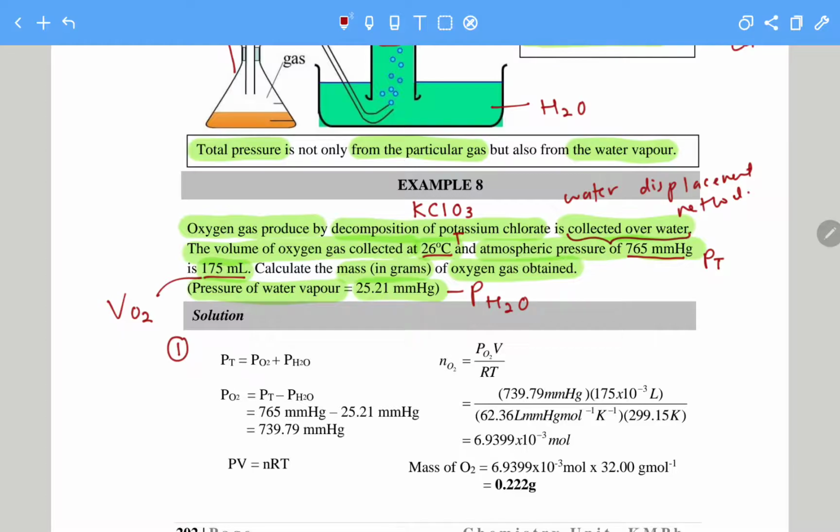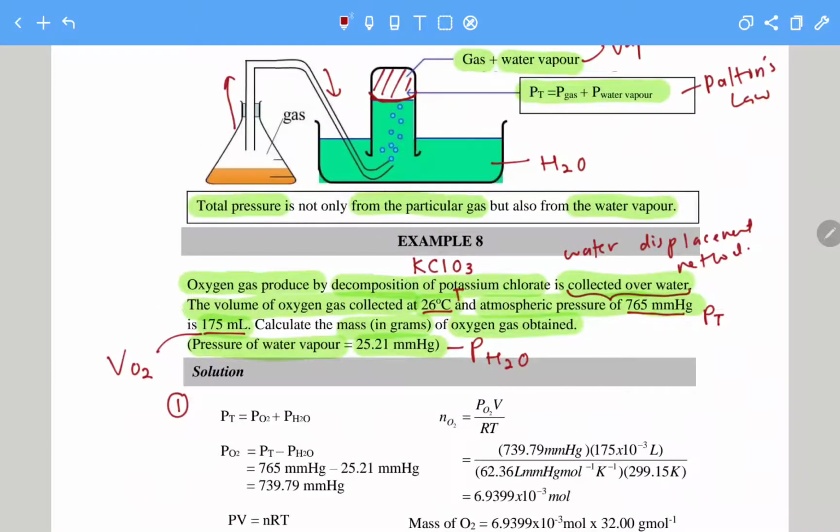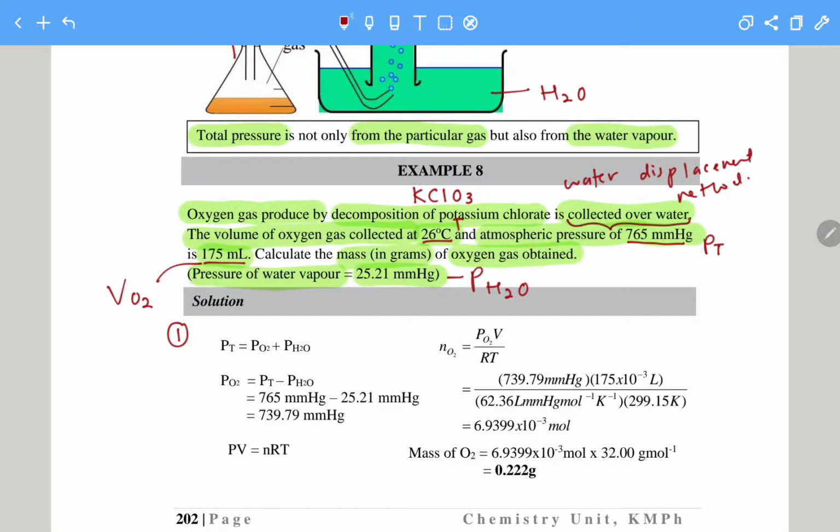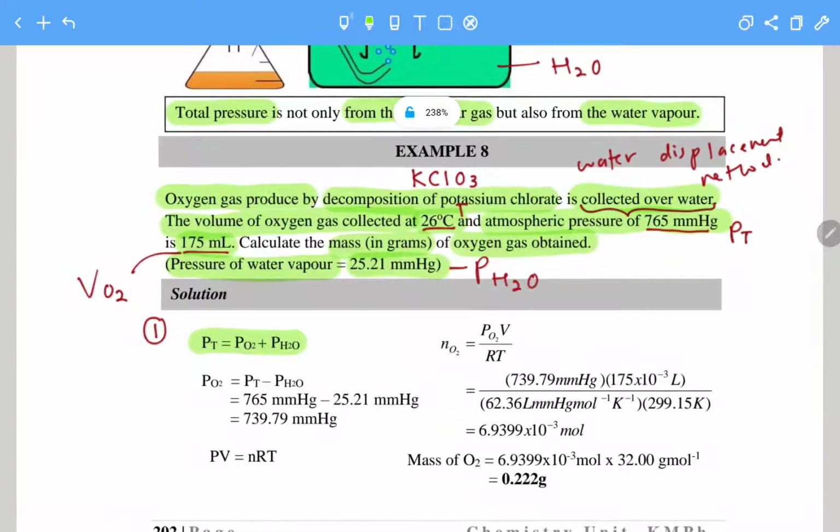So in order to calculate the partial pressure of oxygen gas collected in this chamber, we will apply Dalton's law, because we know that there is a mixture of oxygen gas and also water vapor, H2O. So using this Dalton's law, we want to find the partial pressure of oxygen gas.